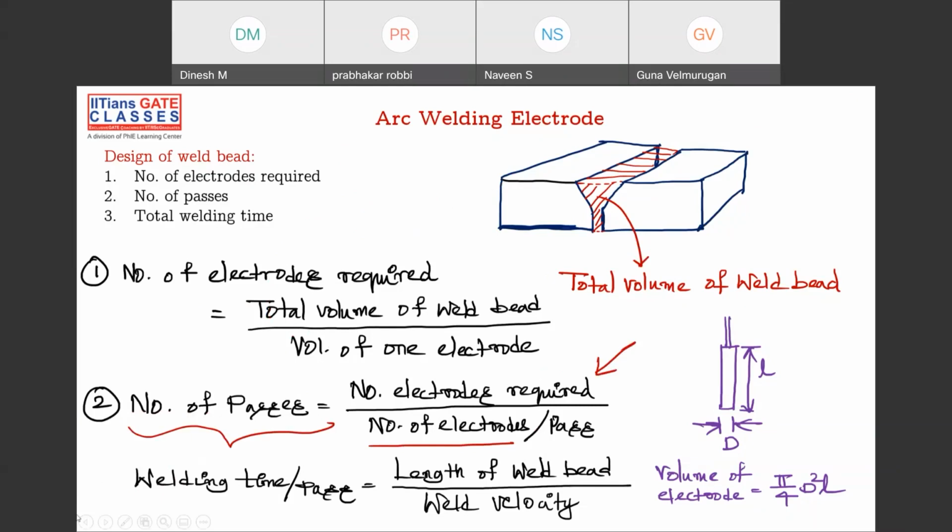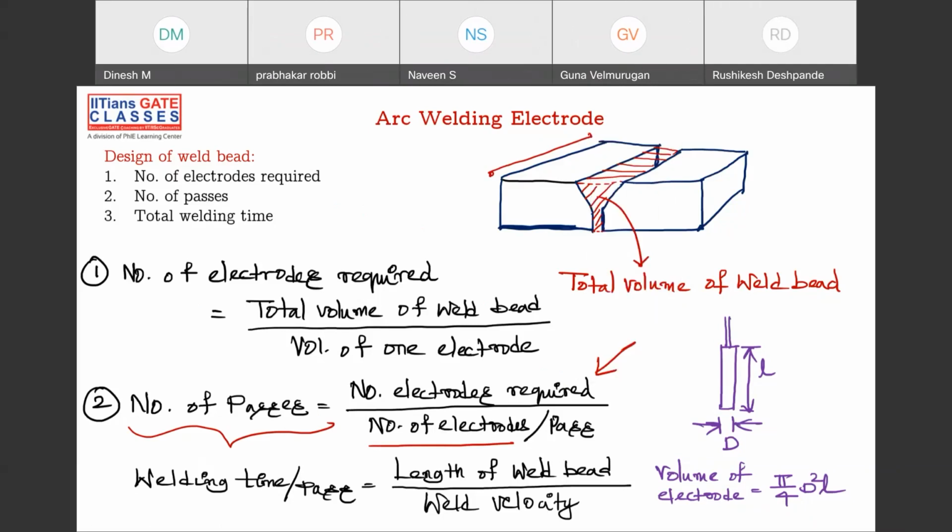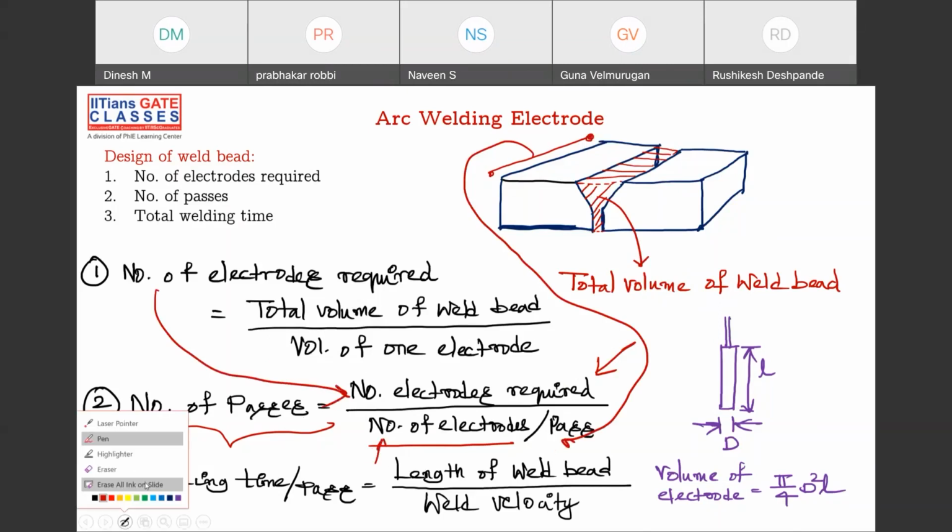Let's say if you are traveling from here to here, this is one pass. For this one pass, how many electrodes are required? That is what is in the denominator here. Like that, the total number of electrodes can be calculated from here, and then you can find how many passes are required.